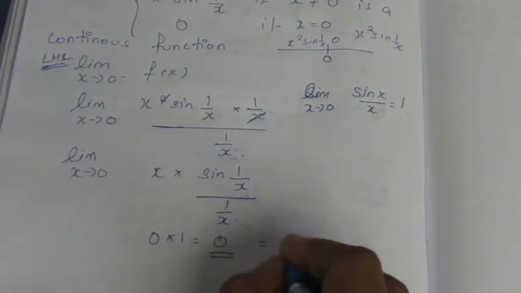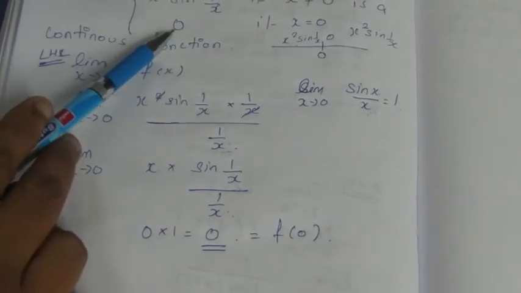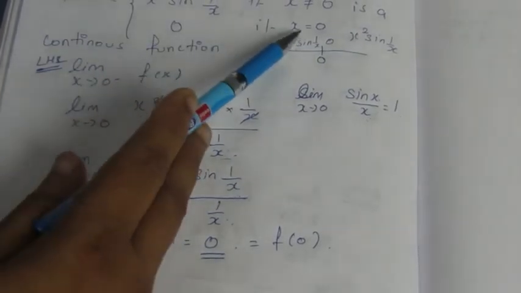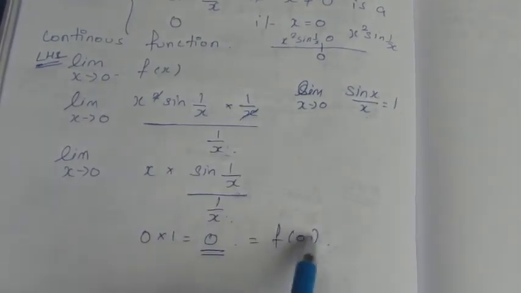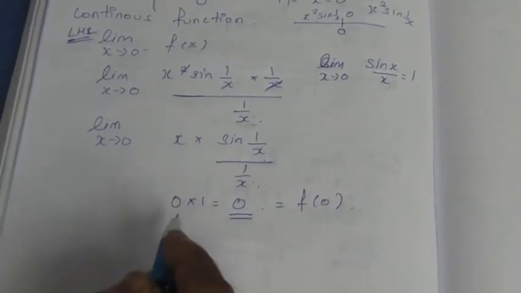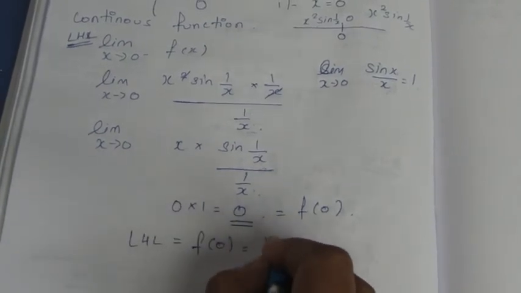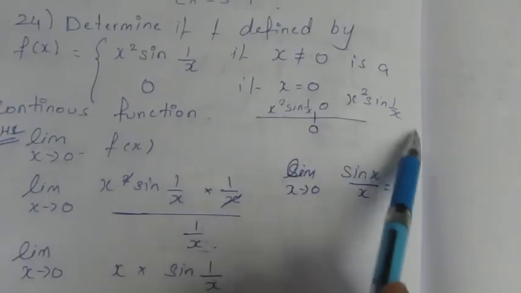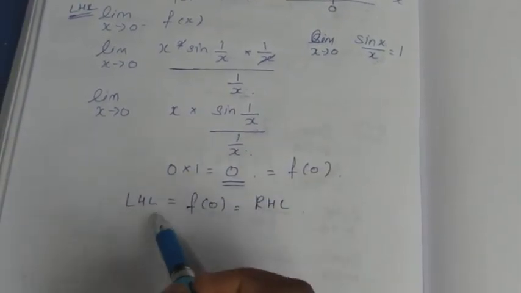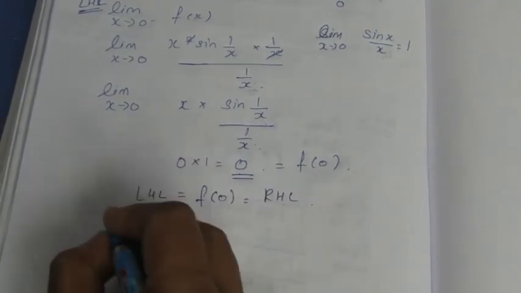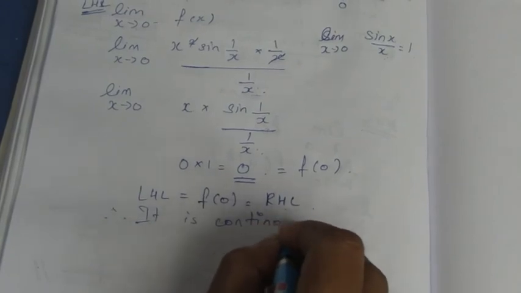This is equal to our f of 0. F of 0 is obtained by substituting the value 0 in f of x. We know that at x is equal to 0, it is 0. So this is equal to f of 0, which is nothing but 0. So LHL is equal to f of 0 equal to RHL. Even when I substitute for RHL, it is the same f of x, so the pattern will be the same, so I am not doing it again. We know that LHL is equal to f of 0 equal to RHL. Therefore it is continuous at x is equal to 0.